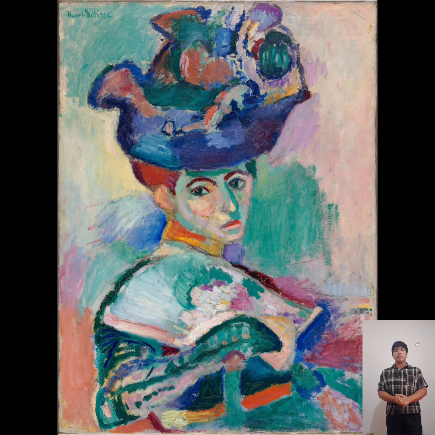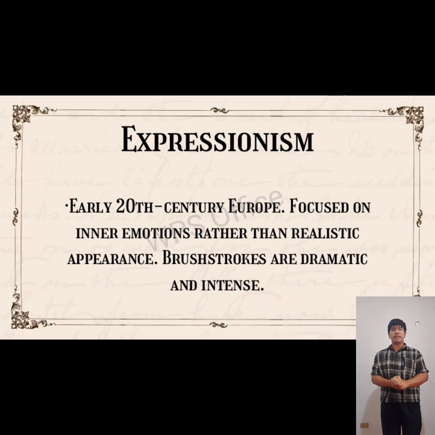Here are some examples of Henri Matisse artwork called Woman with a Hat. It uses exaggerated colors to create mood. Expressionism. Early 20th century Europe focused on inner emotion rather than realistic appearance. Brush strokes are dramatic and intense.